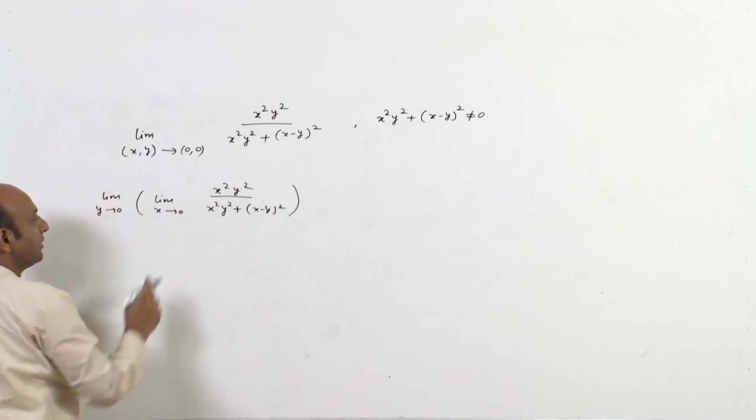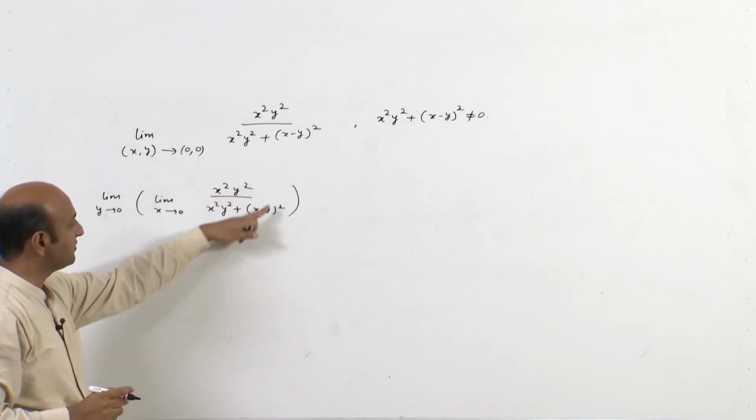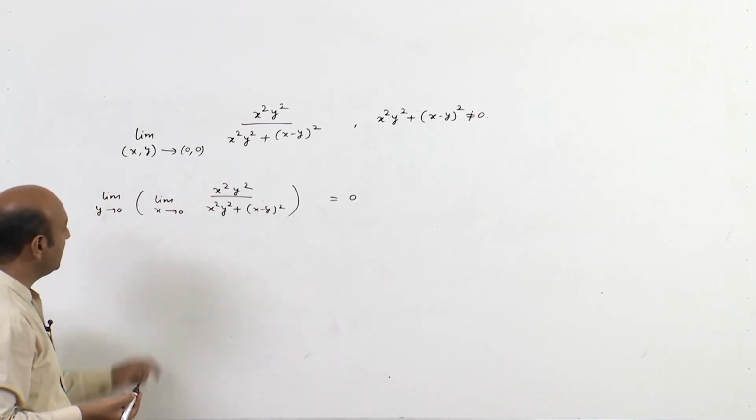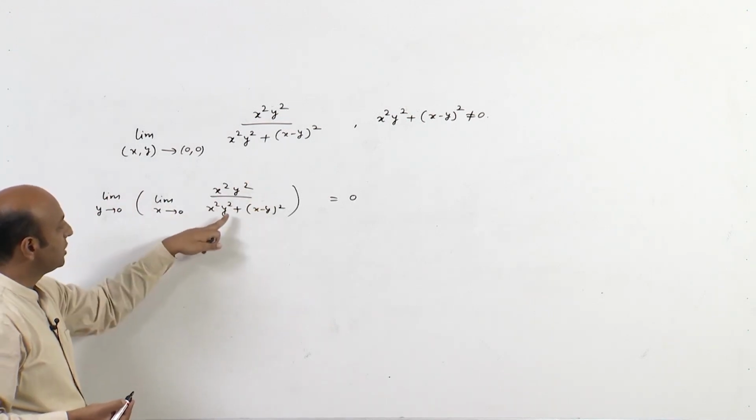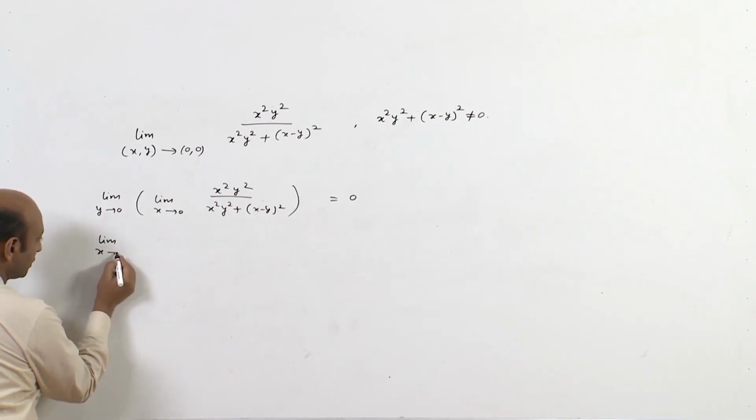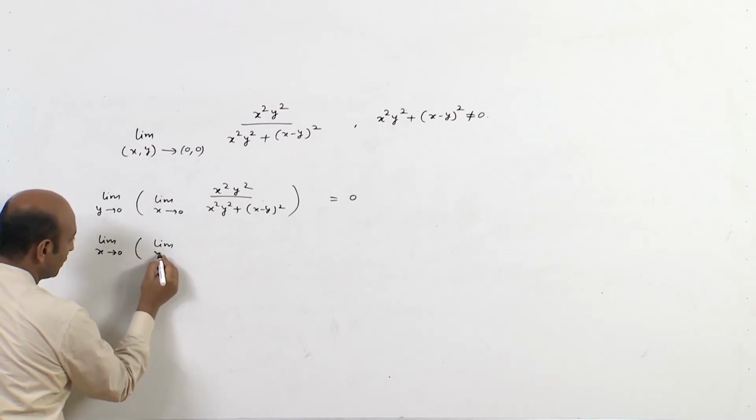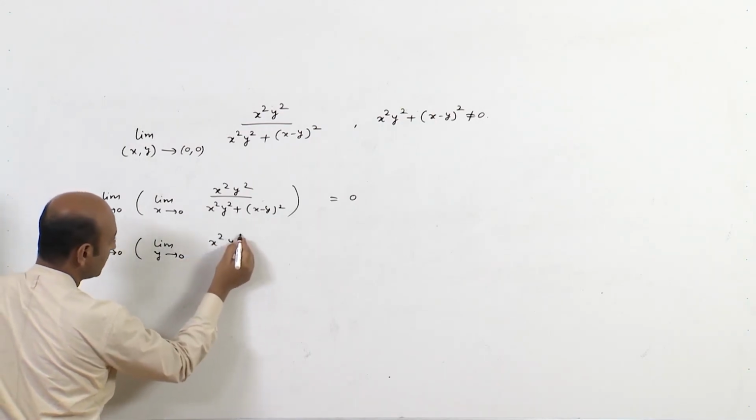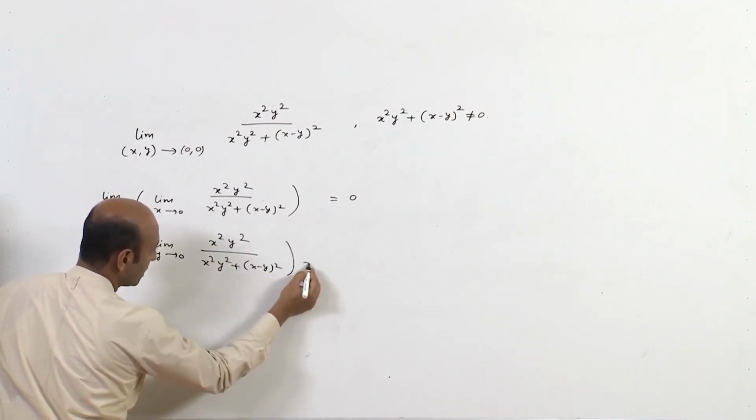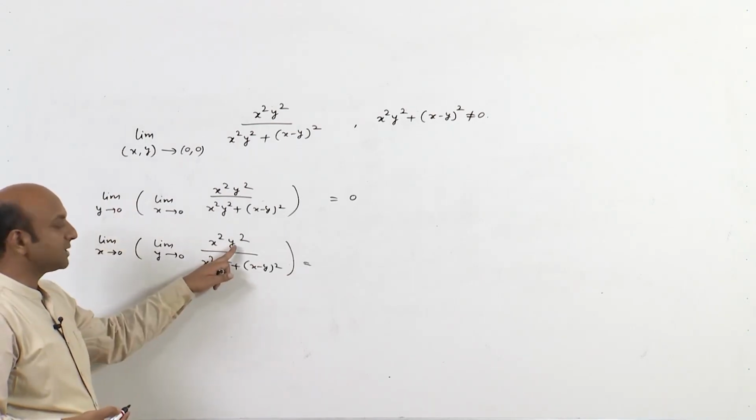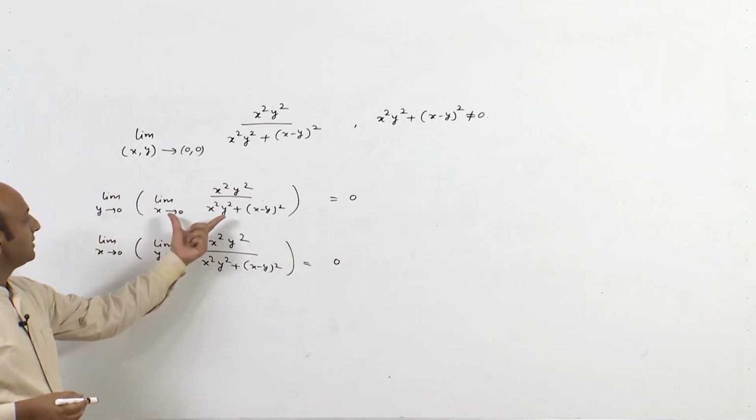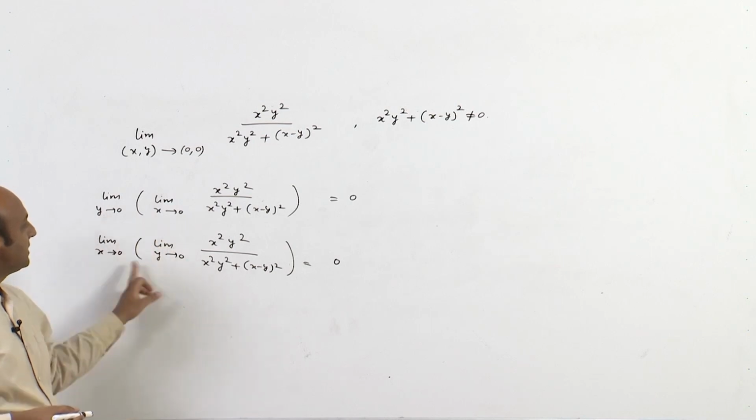Now, when you take x tend to 0 in this expression, the numerator tends to 0, so this is simply equal to 0. One can easily see that when you take x tend to 0, the numerator is 0, so the value is 0. Now, the other iterated limit is limit x tend to 0, limit y tend to 0 of x square y square upon x square y square plus x minus y whole square. When you take y tend to 0, again the numerator is 0, so this value is again 0. Now, these inside limits exist and the iterated limits are the same.